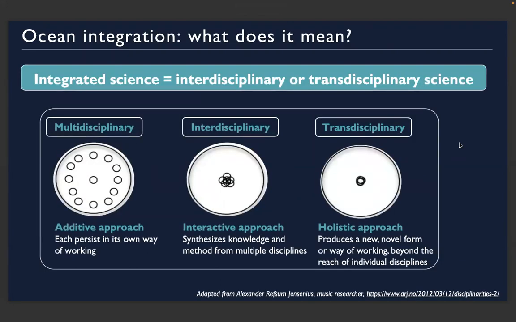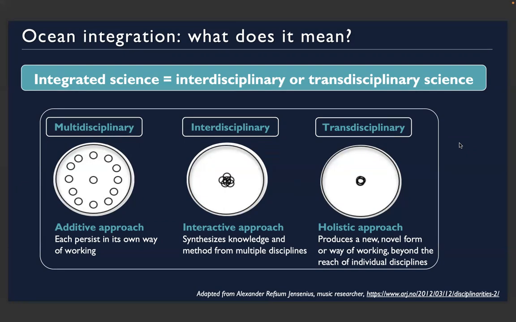So first, what does ocean integration mean? Well, integrated science in general refers to the process of combining multiple disciplines together. So it is a synonym of interdisciplinary or transdisciplinary science. And actually, it is sometimes used as a synonym, but they are not synonyms, and there is a subtle difference with multidisciplinary. And I think it is important to understand because it really explains what integration means and what we expect for the future.